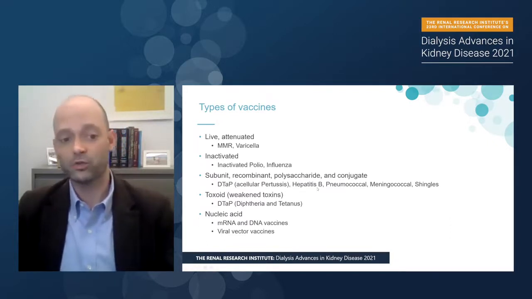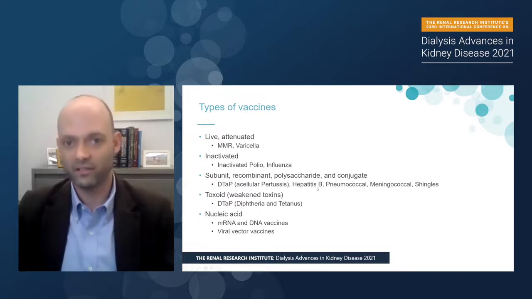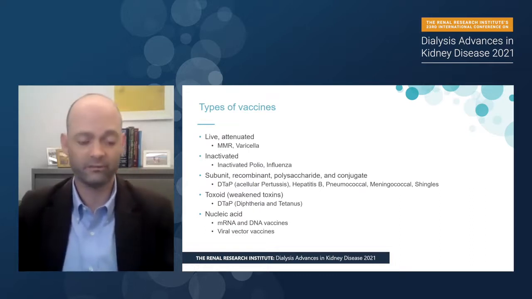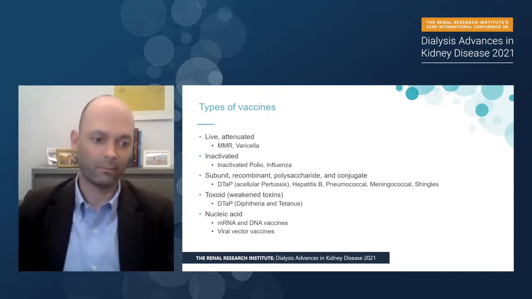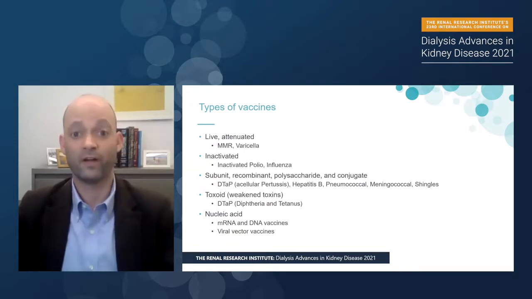Toxoid vaccines are usually just weakened toxins. So the tetanus vaccine, for example, is a prime example of that vaccine. And then nucleic acid vaccines would be the newer examples. These are mRNA, DNA vaccines, as well as viral vector vaccines. We'll be talking about those in a little bit.